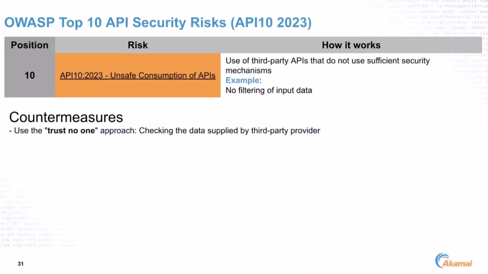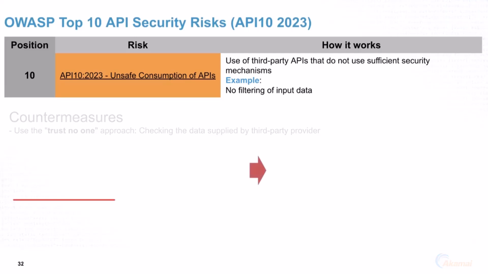The last OWASP API top 10 is unsafe consumption of APIs. This is a scenario where an API service is using another third-party API, which might be compromised by attackers. Insufficient input validation of the third-party API may cause command injection, SQL injection, or redirection to a malicious website.